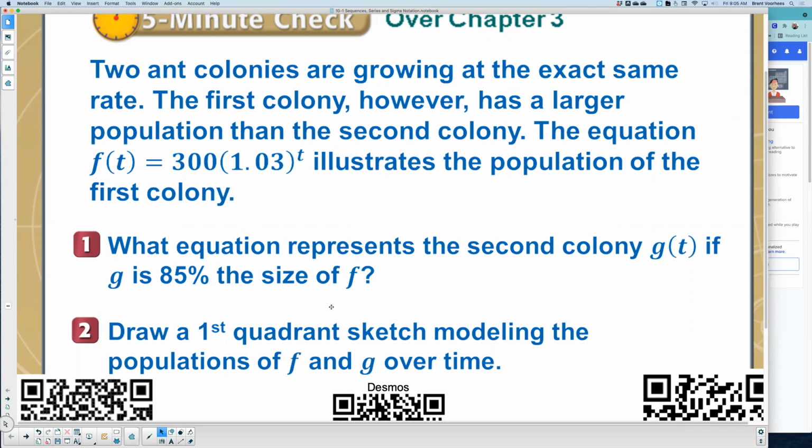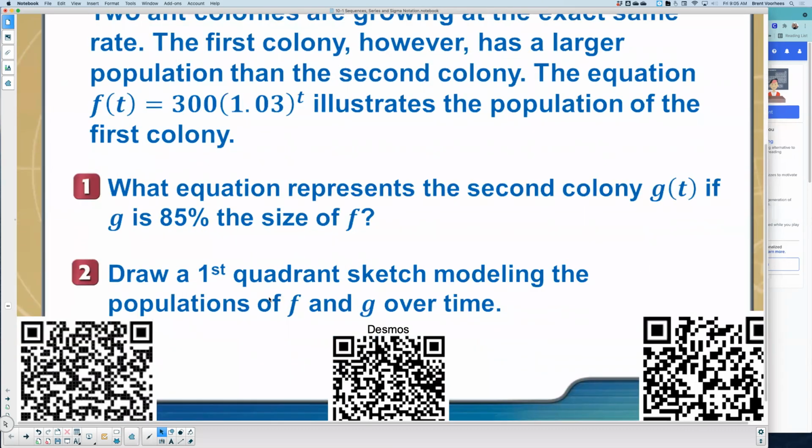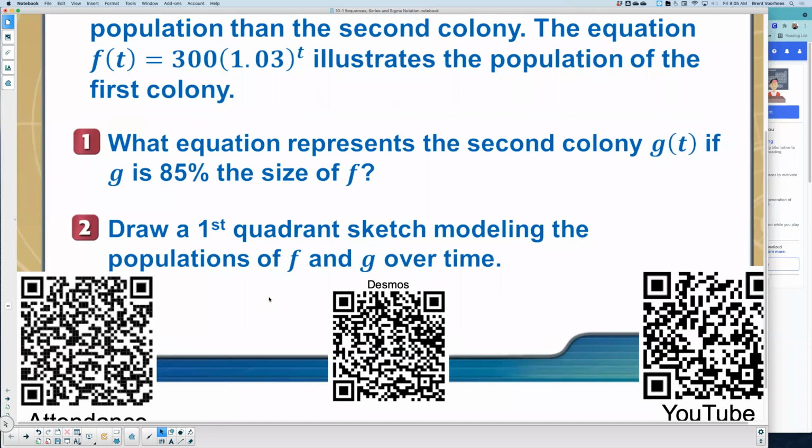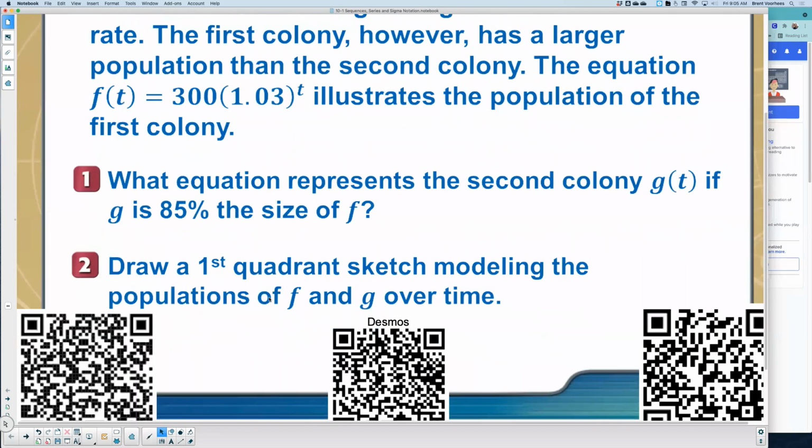It's this idea. So I'm going to give you this problem, and it'll kind of lead into where we're going. It says here, 2 ant colonies are growing at the exact same rate. The first colony, however, has a larger population than the second colony. The equation F illustrates the population of the first colony. Number 1, what equation represents the second colony if G is 85% of the size of F?